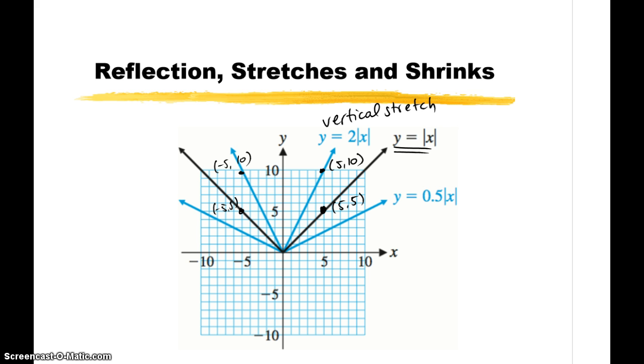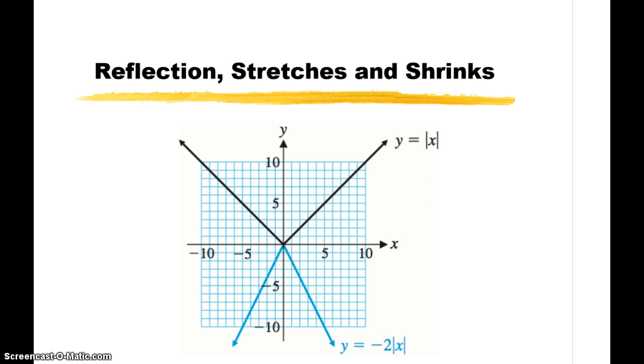On the other hand, look what happens when we do 0.5 times the absolute value of x, a vertical shrink. What happens is the graph shrinks, and for example, if we chase a point like 4, right, the original coordinates were 4, 4, now the coordinates of the new point are, well, still at 4 on the x-axis, but now we're at 2. So we vertically shrunk by half, by 0.5.